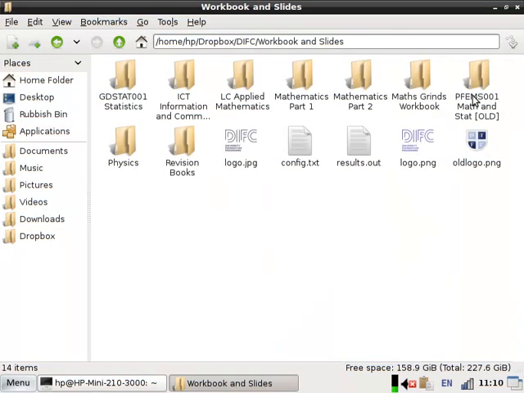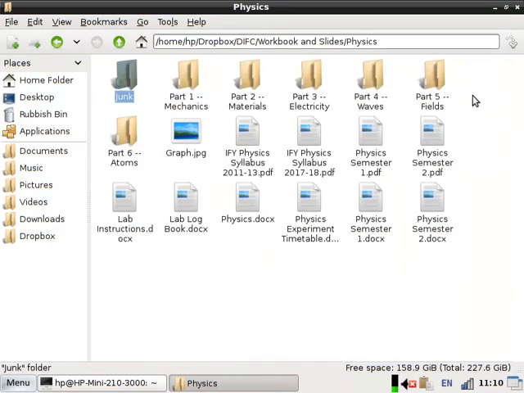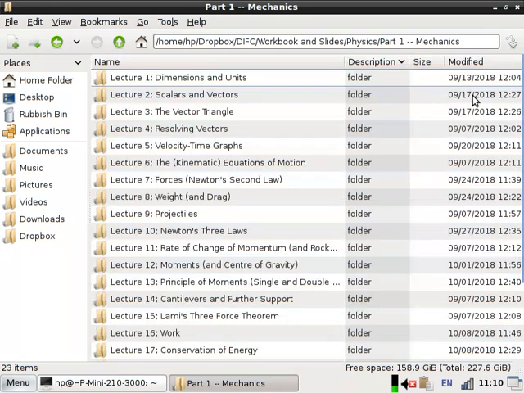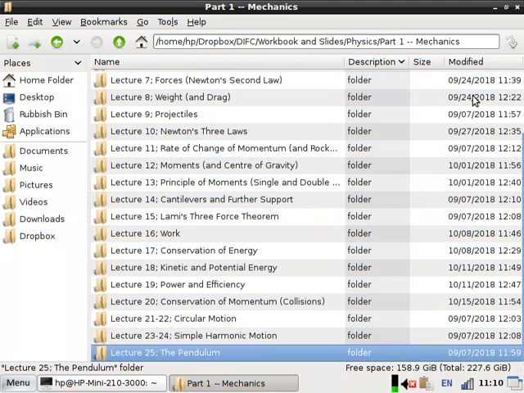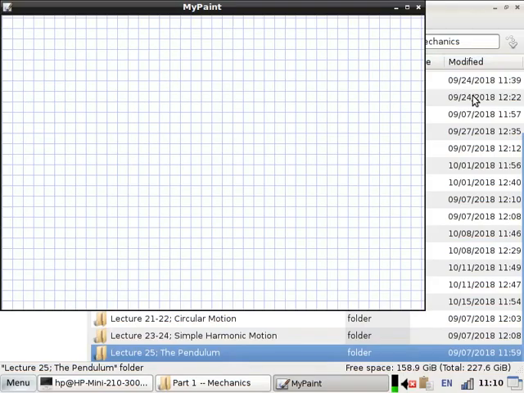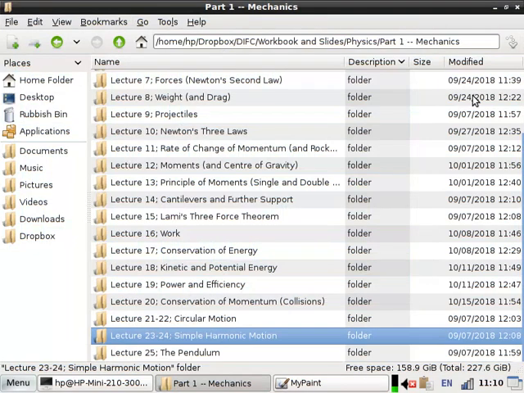Workbook, physics, mechanics, and now we are on to not too much left in mechanics. We're coming to the end of mechanics. We did conservation of momentum last time, so now we're on to circular motion.